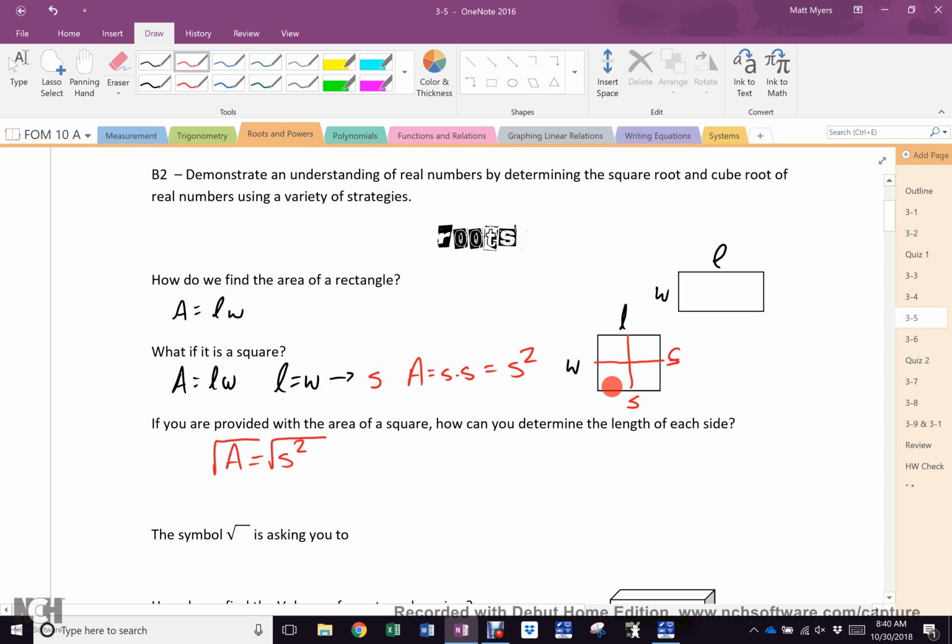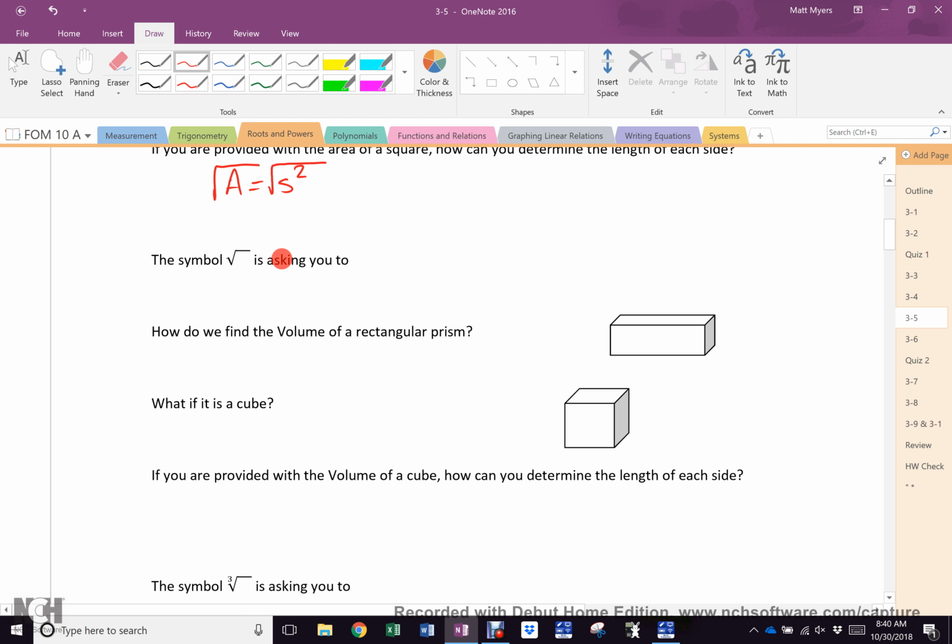Yeah? Okay. This symbol is asking you to find 2 equal factors. I'm just going to write 2 equal factors. Everybody cool? All right. Now, let's look at this guy.